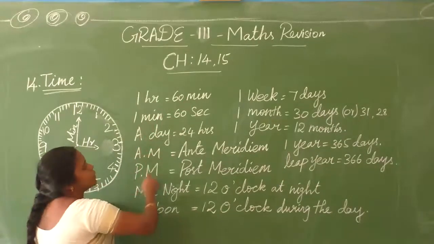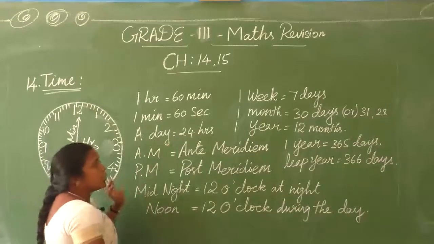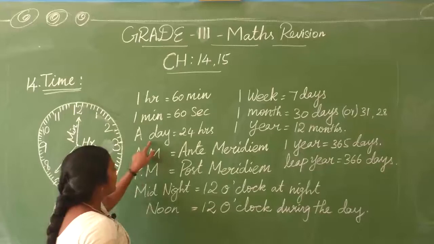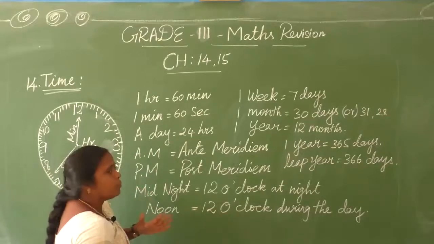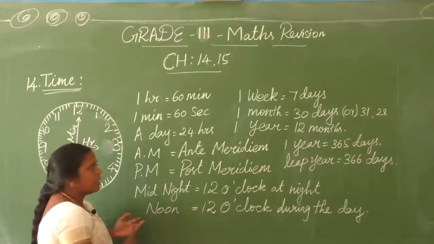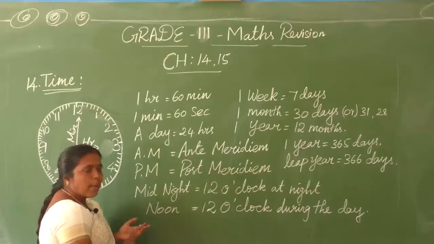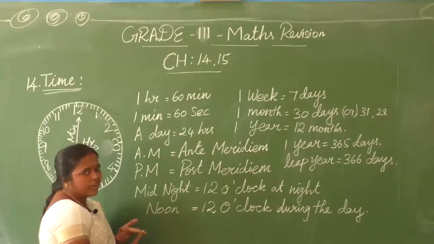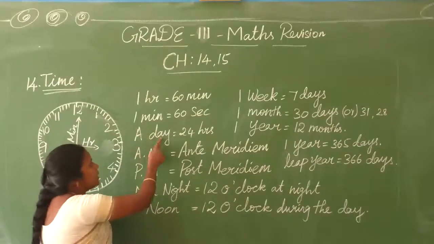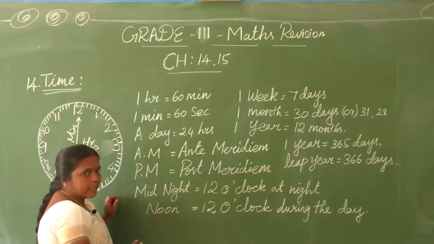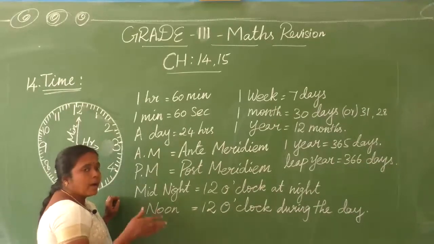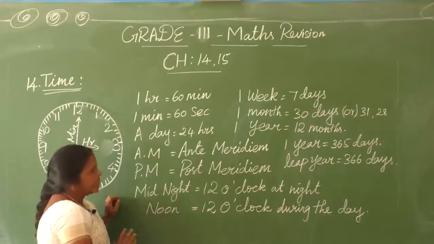If you consider one day, how many hours are there? 24 hours. One day equals 24 hours. A day is divided into four categories. In which way? Midnight, morning, noon or midday, evening. Yes or no? A day is divided into four categories: midnight, morning, midday or noon, then evening.